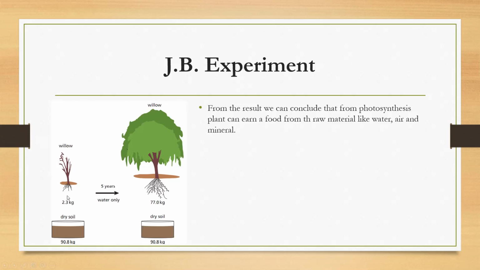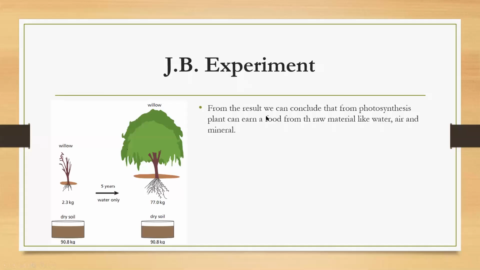And then also the dry soil: the dry soil was still 90.8 kilograms, because he put a metal grill over the dry soil. Maybe if he hadn't put the metal grill, the soil would have gained or lost mass because of some factor.